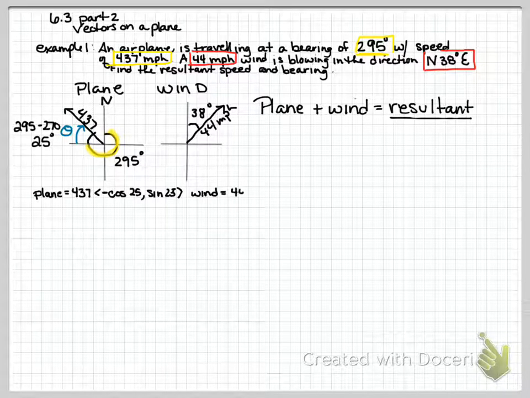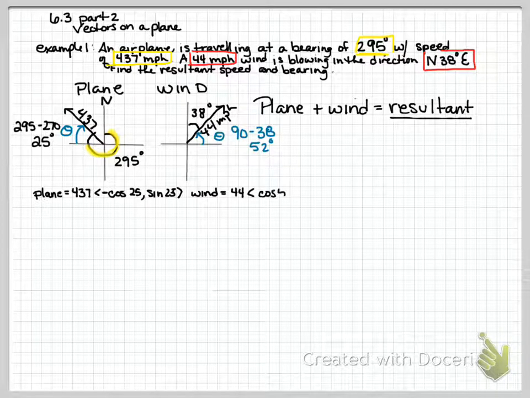Again, it's going to be 44, the speed, times, we need to find our theta here as well. We need to find that reference angle. And again, that reference angle is right here. This is our theta, and it's going to be 90 minus 38, which is 52 degrees. So again, we do the cosine of 52, comma, sine of 52.